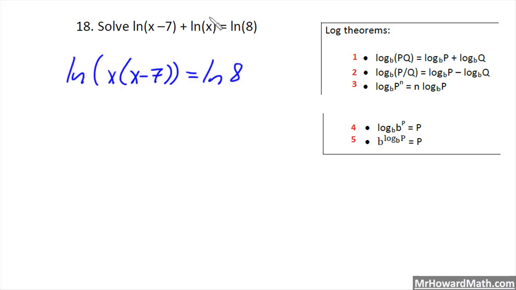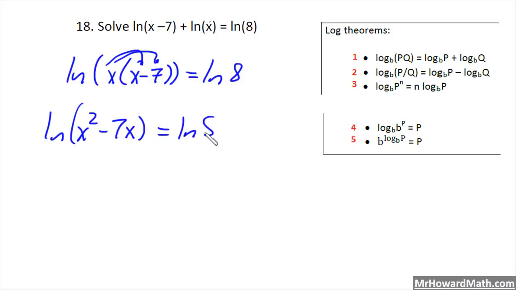So all I did is I combined this argument with this argument through multiplication. So we'll distribute here and here, and we get ln of the quantity x squared minus 7x. That's the argument of that logarithm equals ln of 8. So now I have it set up so I have one logarithm set equal to another. Therefore, the arguments must be equal, so I can take the x squared minus 7x and set it equal to 8. We can drop the logarithm once we do that. So x squared minus 7x equals 8. We'll set that thing equal to 0.